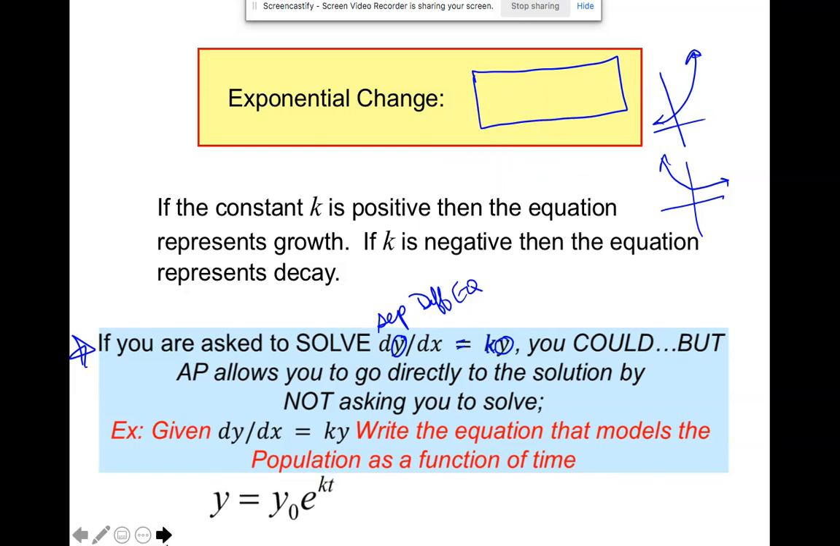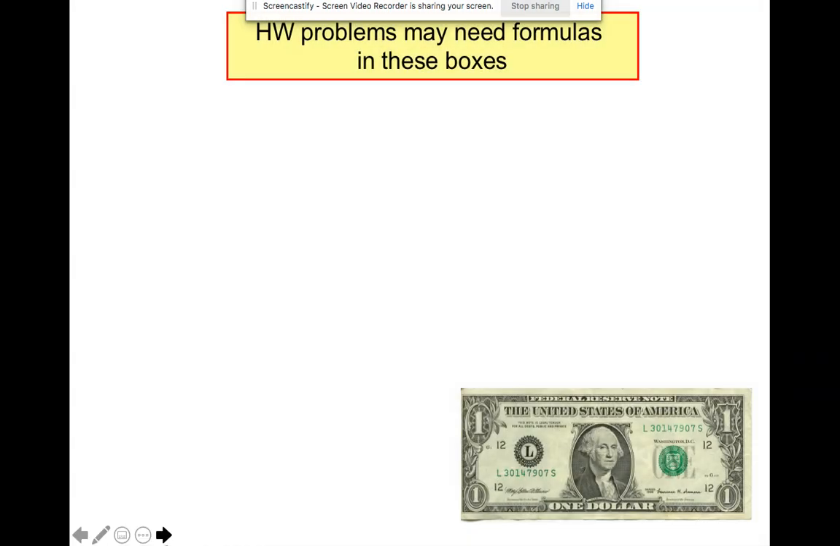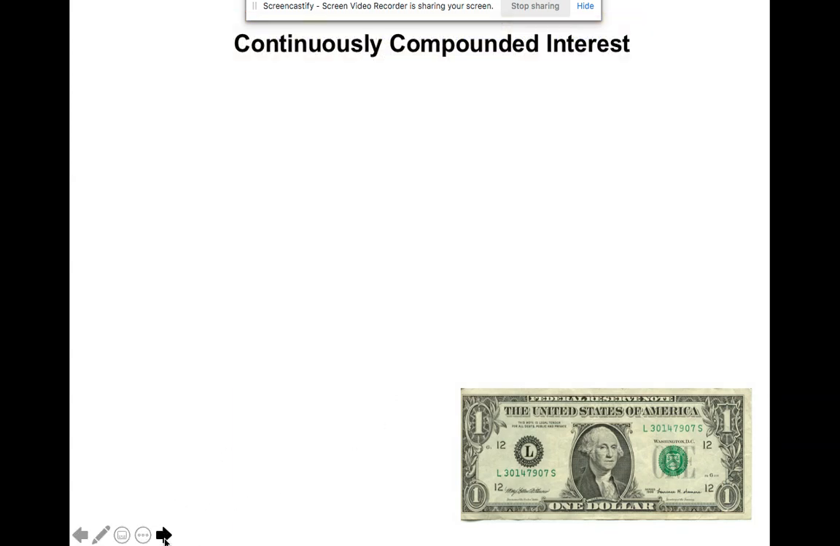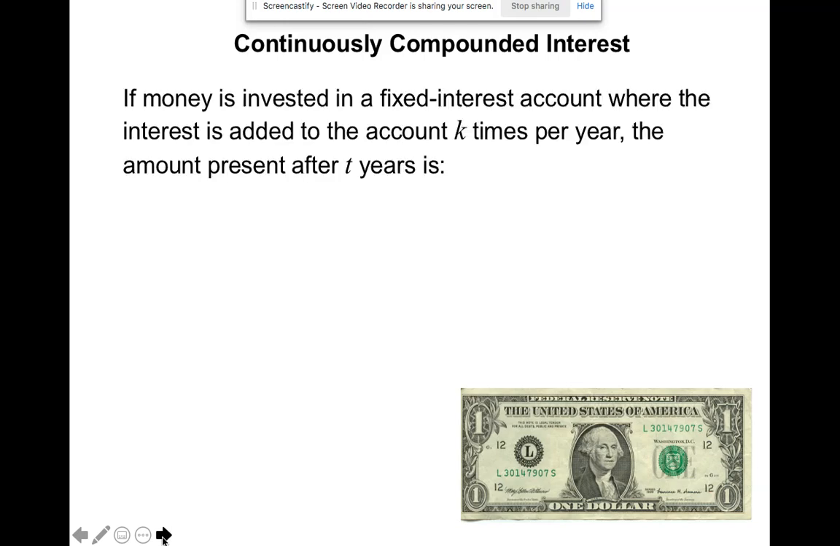So I'm going to go through a couple of equations that your book uses, right? That you might need for some of the book homeworks. If you need these equations on AP, because there is no formula book, AP will embed them in the problem. So your homework problem does have some money banking problems and deals with continuously compounded interest.